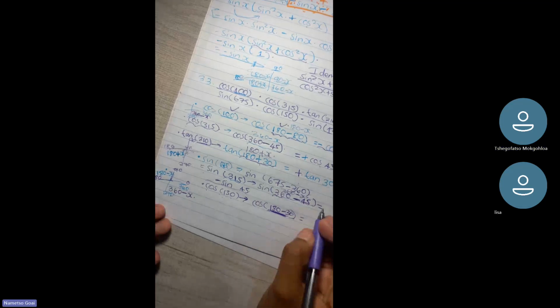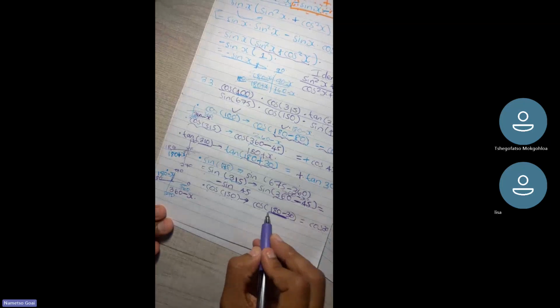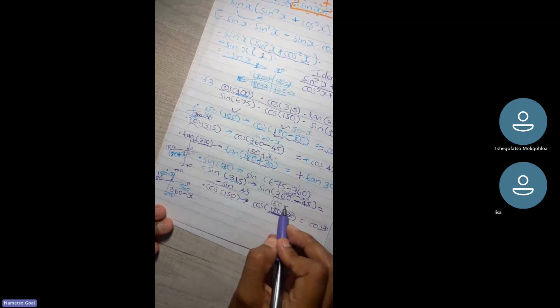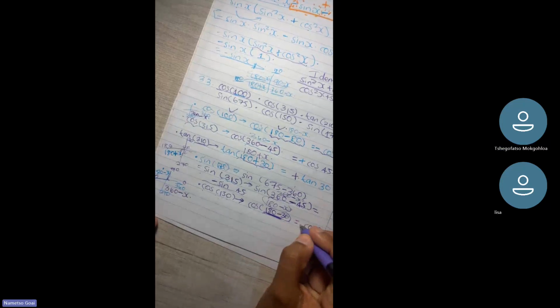What's the next step after this? You say cos 30. Exactly. But again, you have to go back and look at the behavior of cos in the 180 minus x quadrant. In the 180 minus x quadrant, what is cos doing? It's negative. Correct. Now we have negative cos 30.